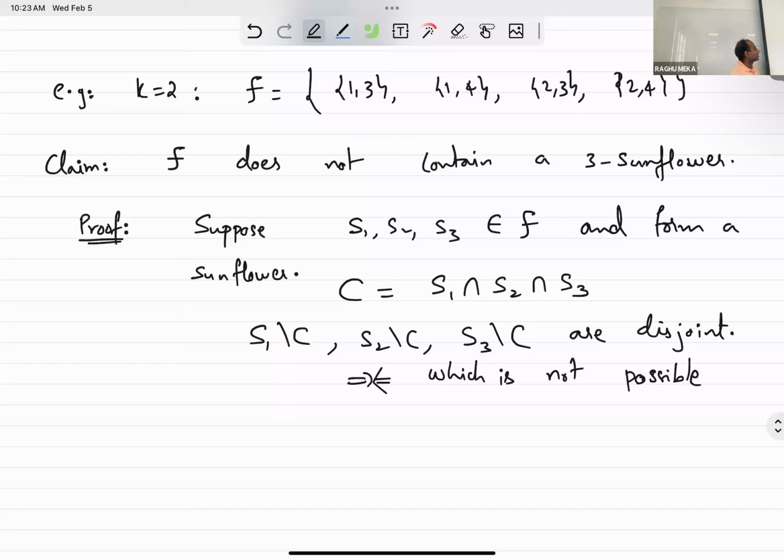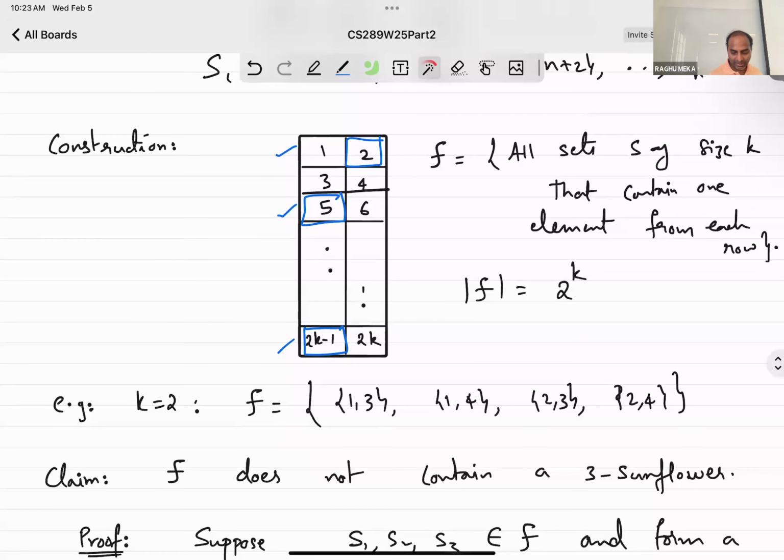Okay? So we're exploiting the fact that in each row, I only have 2 options, but if I have 3 sets, then they must have something in common. Okay? Any questions? All right. Okay.